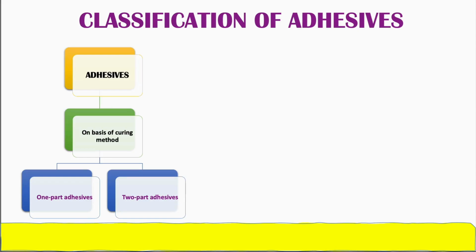The second category of classification is on the basis of the curing method. On the basis of the curing method, adhesives can be classified into two categories, one part adhesives and two part adhesives. Let's discuss the one part adhesive first. It can be further categorized into heat activated curing adhesives, wherein the adhesives of this type consist of a ready mixture of two components, and they are cured with the help of heat. Hence, heat activated curing adhesives.